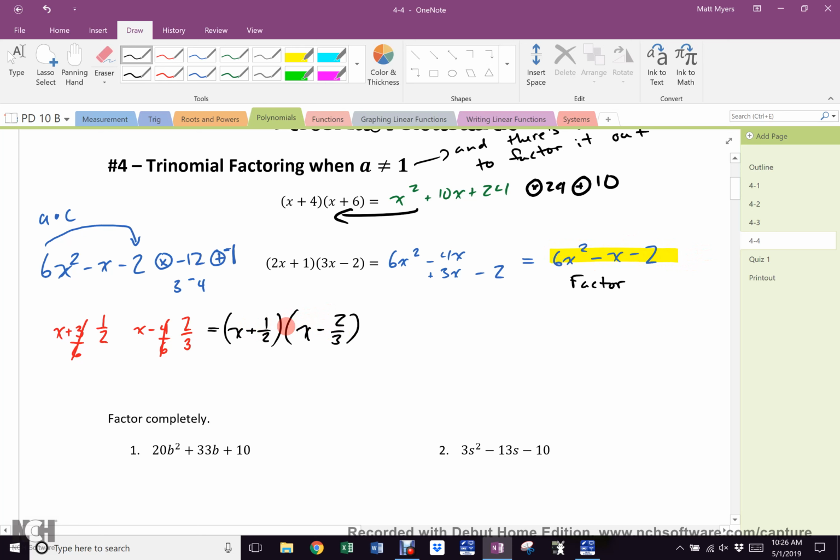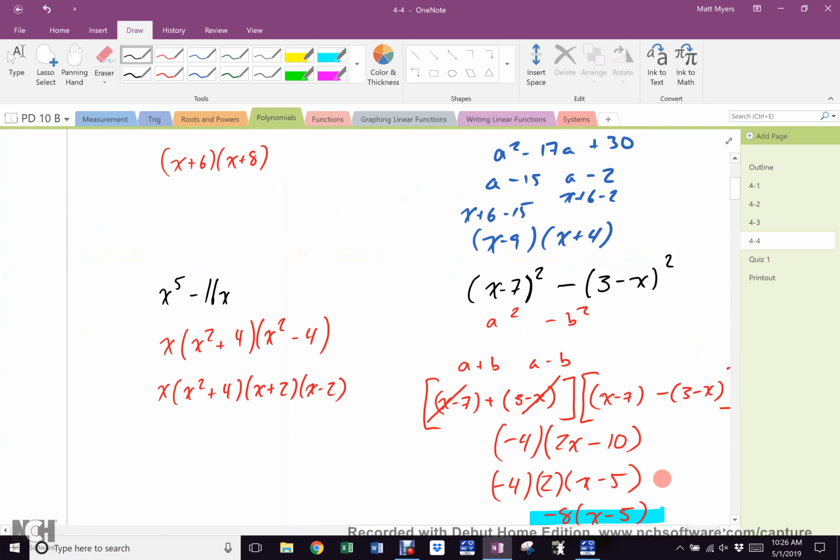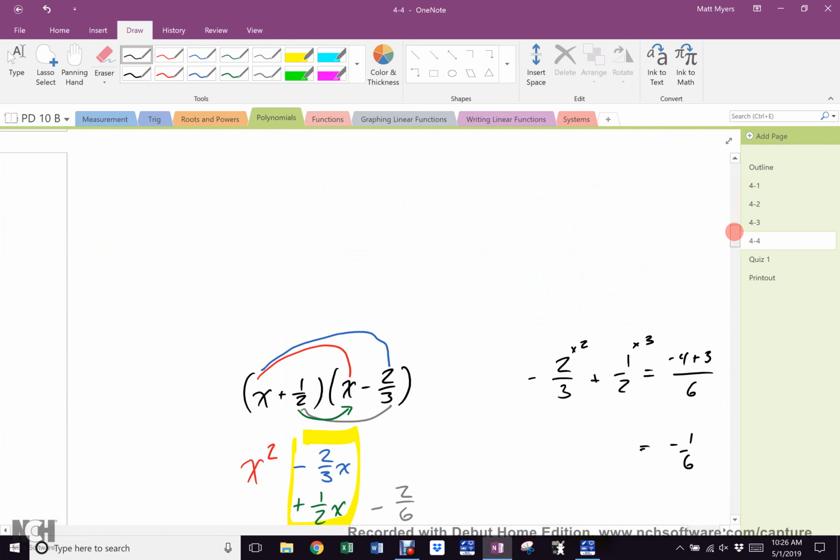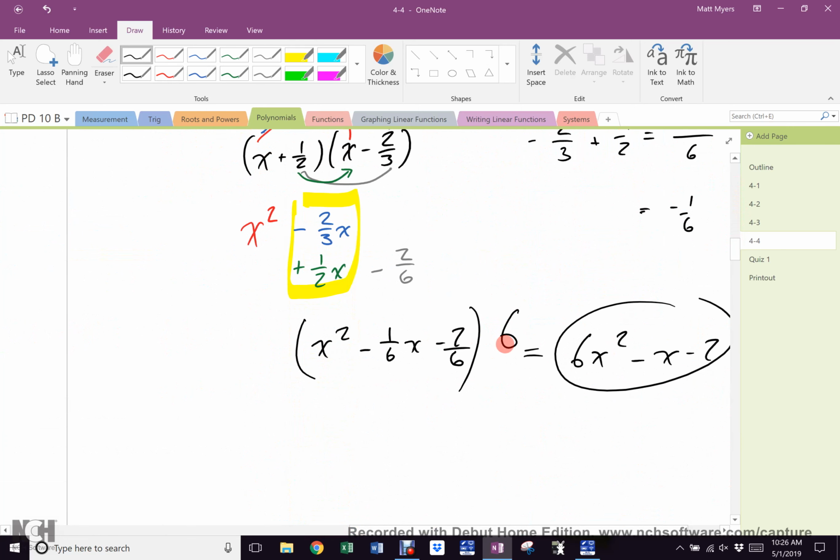But we don't like writing it this way. This way bothers us because fractions scare us. So observe. We knew when we did the long way that at the end we were going to end up multiplying by 6, right?